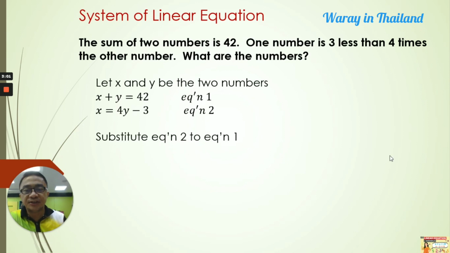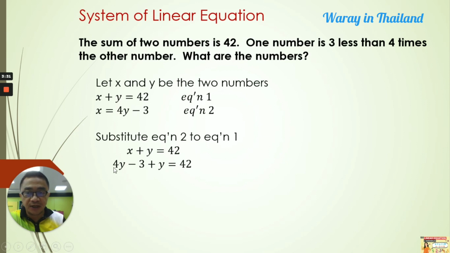So we say substitute equation number 2 to equation number 1. So we have here our equation number 1. It says x plus y equals 42. Now we're going to substitute here the value of x, which is 4y minus 3. This is only a temporary value of x. So when we substitute that, it becomes 4y minus 3 plus y equals 42.